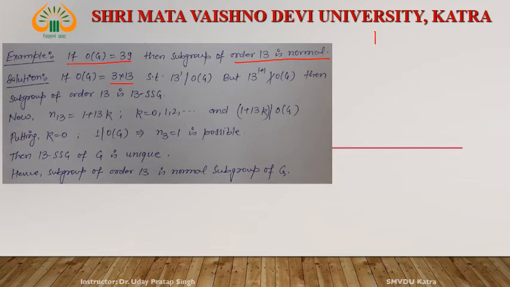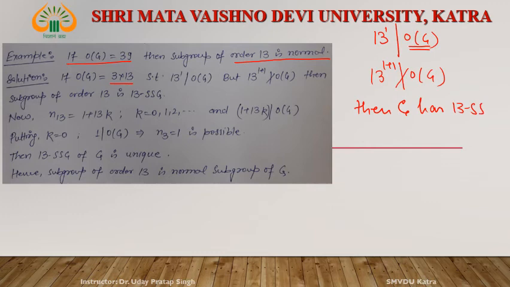13 to the power 1 divides order of G. This order of G is 39, remember that. But 13 to the power 1 plus 1 does not divide order of G. Then G has a 13 Sylow subgroup. Then how many 13 Sylow subgroups are there? n13 is 1 plus pk, that is 1 plus 13k. And what is k? k is equal to 0, 1, 2, 3, and so on.